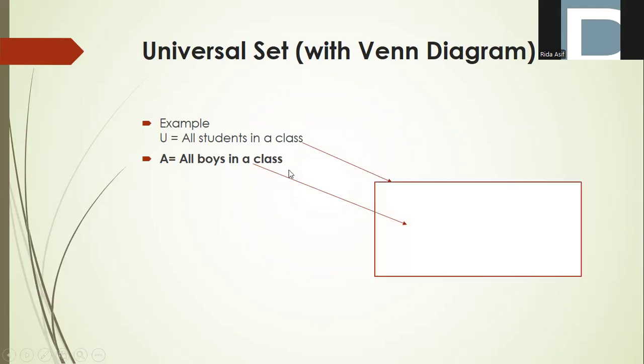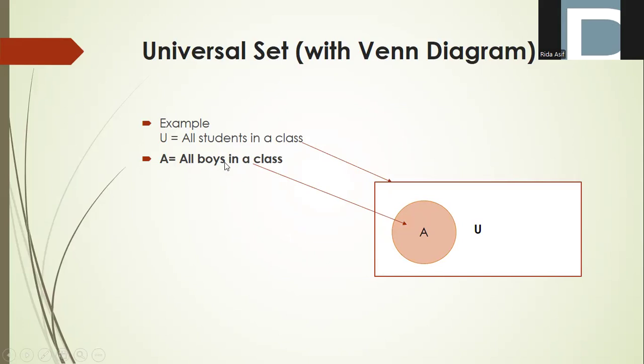For example, look at this Venn diagram. Students, remember that the universal set is always represented by a rectangle. So, all students in a class, here I have used the rectangle box for all the students in a class. And set A is all the boys in the class. I'm not talking about the girls, only the boys. So for the sets, I have to use the circles, but for the universal set, I have to use the rectangle.